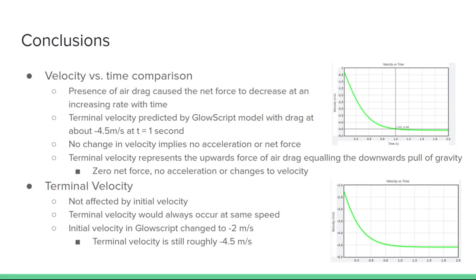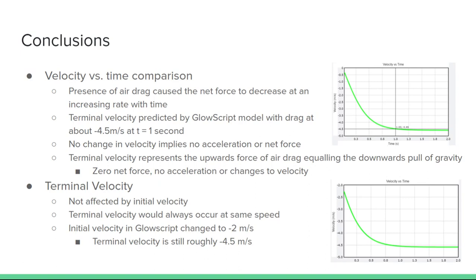Lastly, you have some conclusions. So the presence of air drag did cause the net force to decrease, and as time increased, this net force was smaller and smaller. And as you can see by the prediction in GlowScript, after 1 second of dropping hypothetically, the terminal velocity would be reached at about negative 4.5 meters per second, and this means there's zero net force on the system, or terminal velocity is upwards in magnitude equal to the downwards magnitude of gravity.